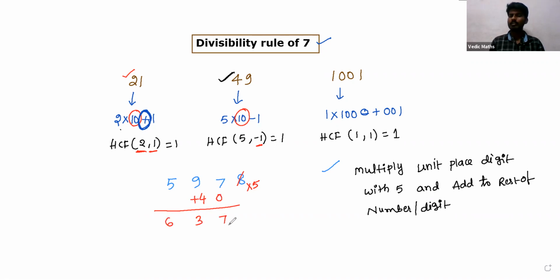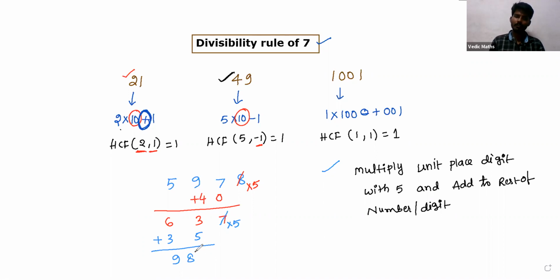Still we don't know whether it is divisible by 7 or not. Then again, performing the same rule on this number, taking the unit place digit and multiplying with 5, we got 35. So that 35 we are adding to this number. Then we are getting 98. So 98 is divisible by 7.